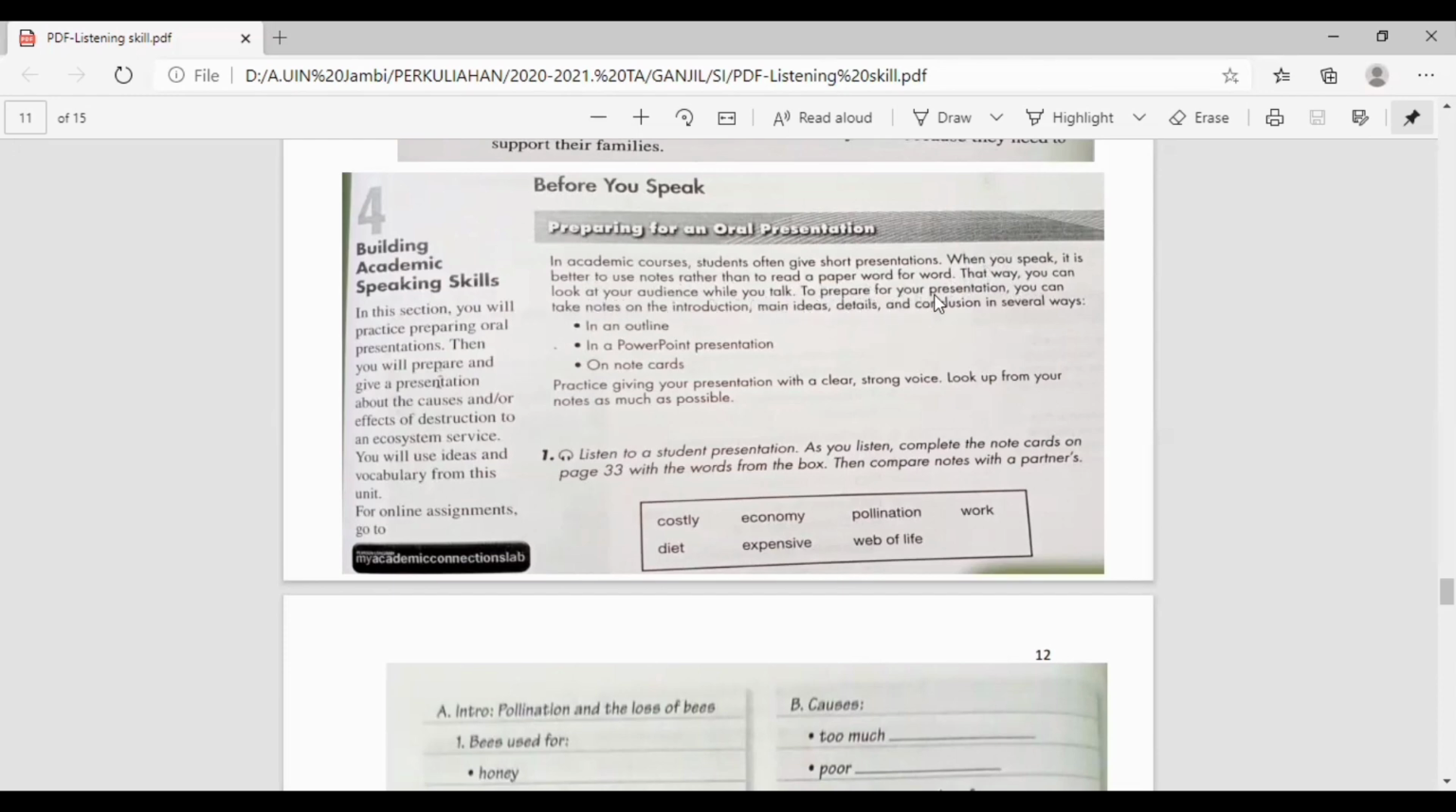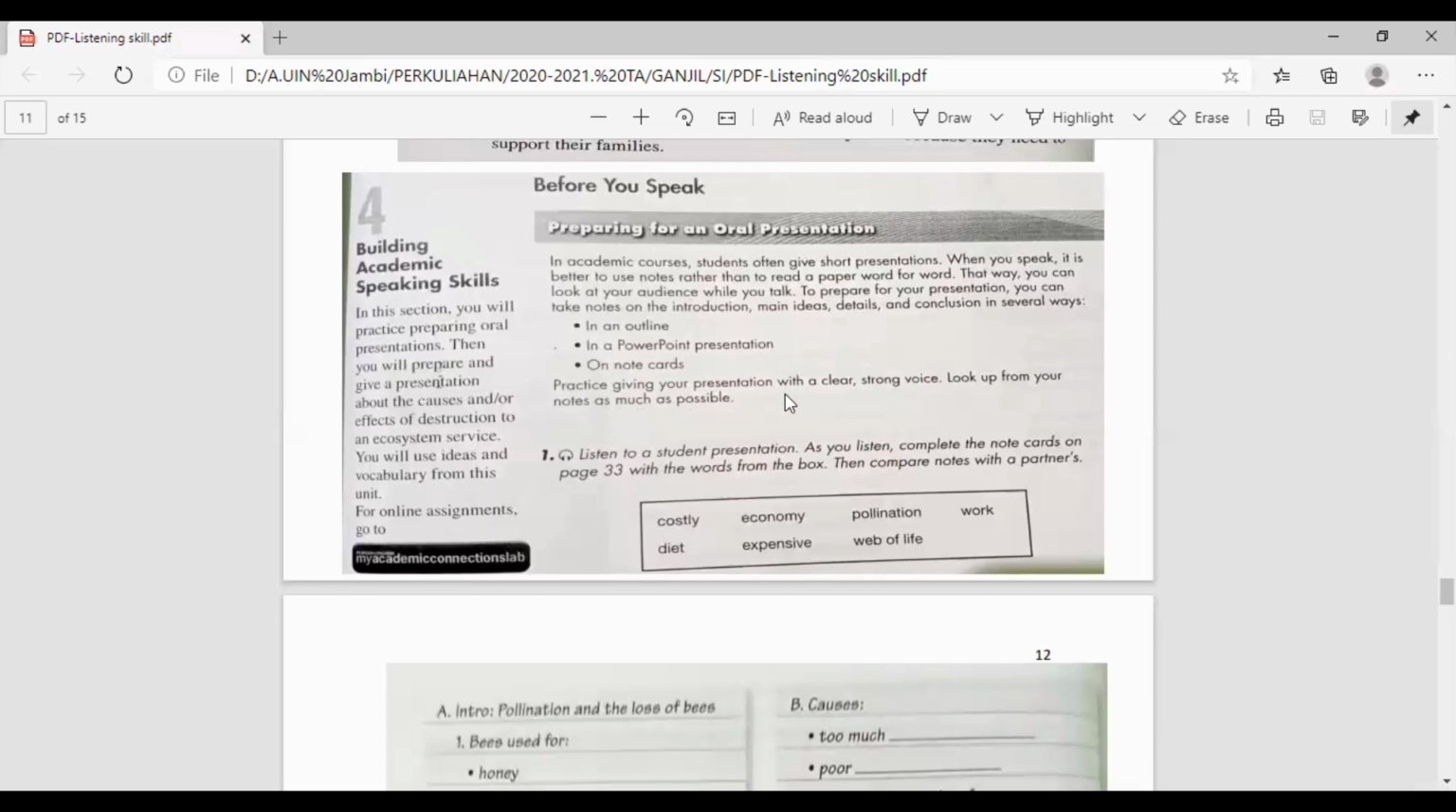And to prepare for your presentation, you can take notes on the introduction, main ideas, details, and conclusion in several ways. You can use an outline, a PowerPoint presentation, or a note card. Okay.